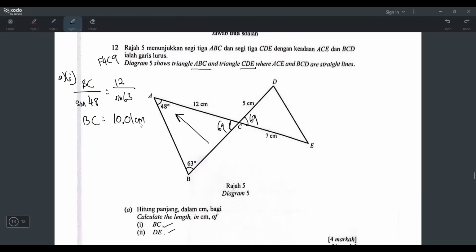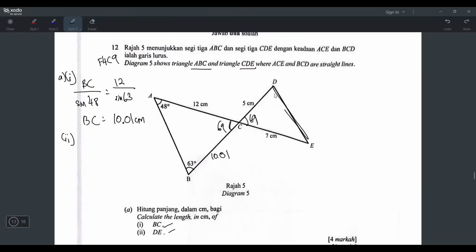Unless it's the graph question. If I want to plot the point in the graph paper, then I will write two decimal places. Okay, now let's do the second question. They want to find DE. Let's label the first one, BC 10.01, because maybe later we will use this. So let's label it. Now let's do the second one, how to find DE.